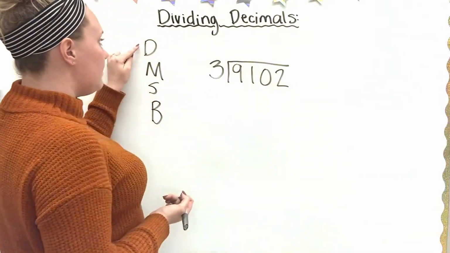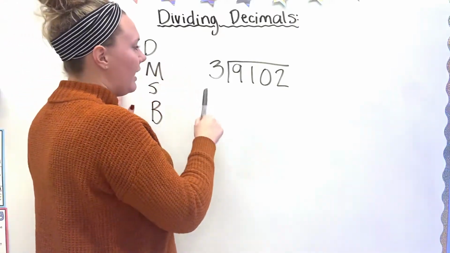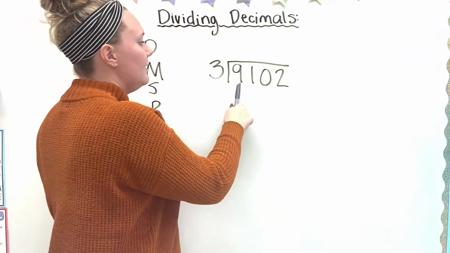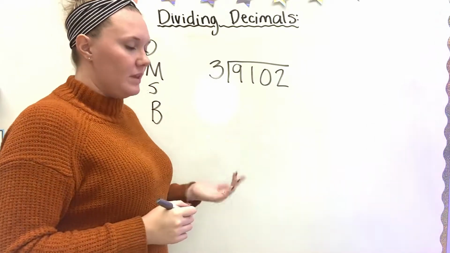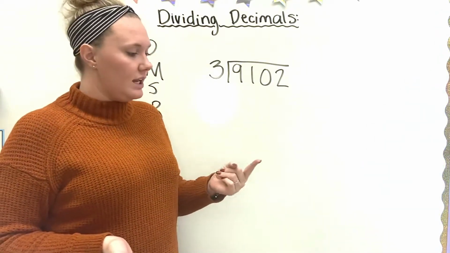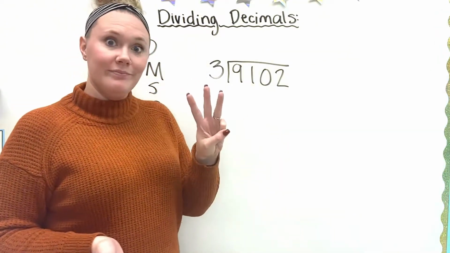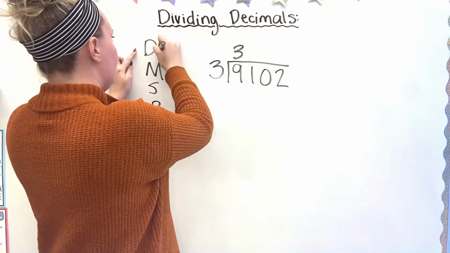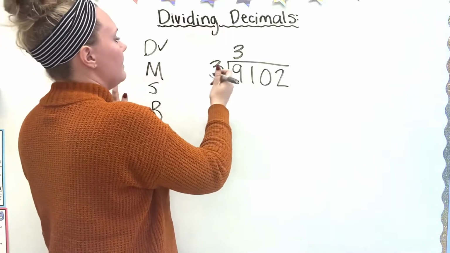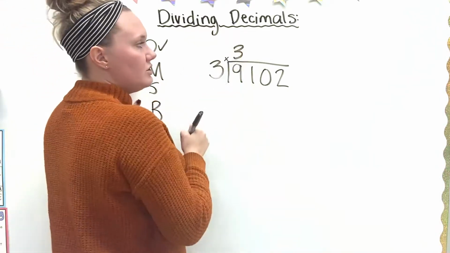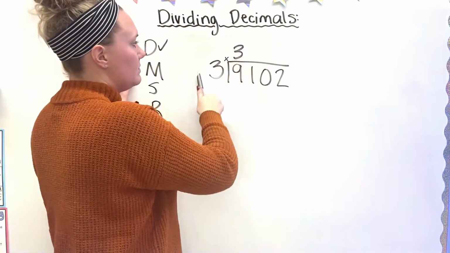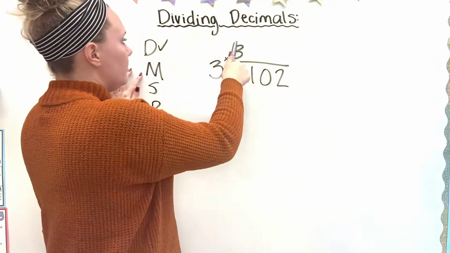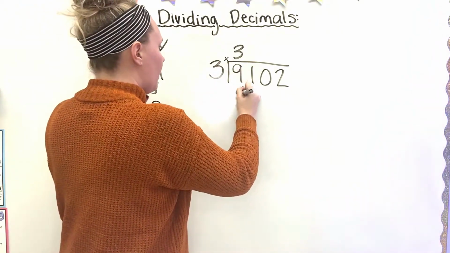So our first step is to divide, and I have to think, okay, how many times can 3 fit into 9? Let me count by 3s and let's find out. 3, 6, 9. 3 times. So I'm going to put my 3 up top. So I've divided. Now I'm going to multiply next. I like to put a little multiplication sign right there to let myself know that I'm always multiplying this way. So 3 times 3, well, I know that's 9.